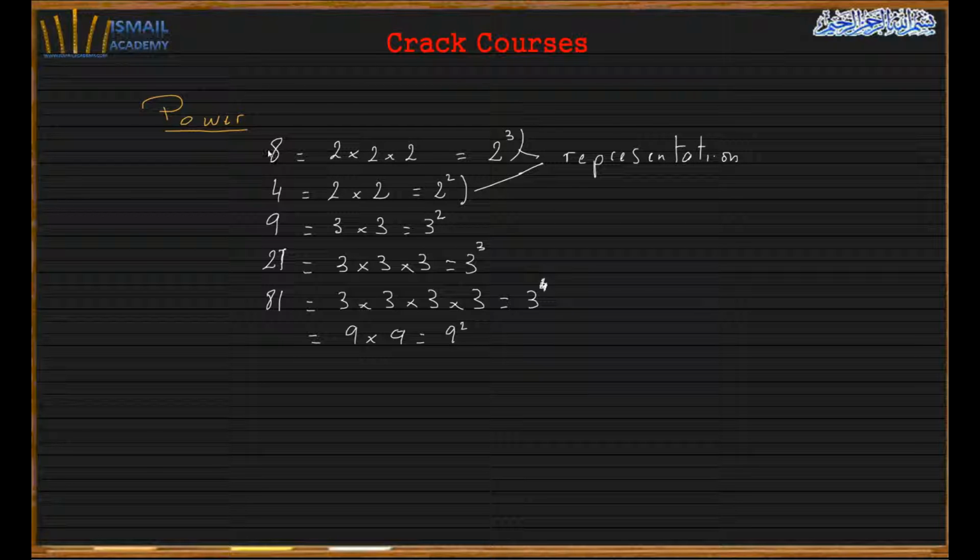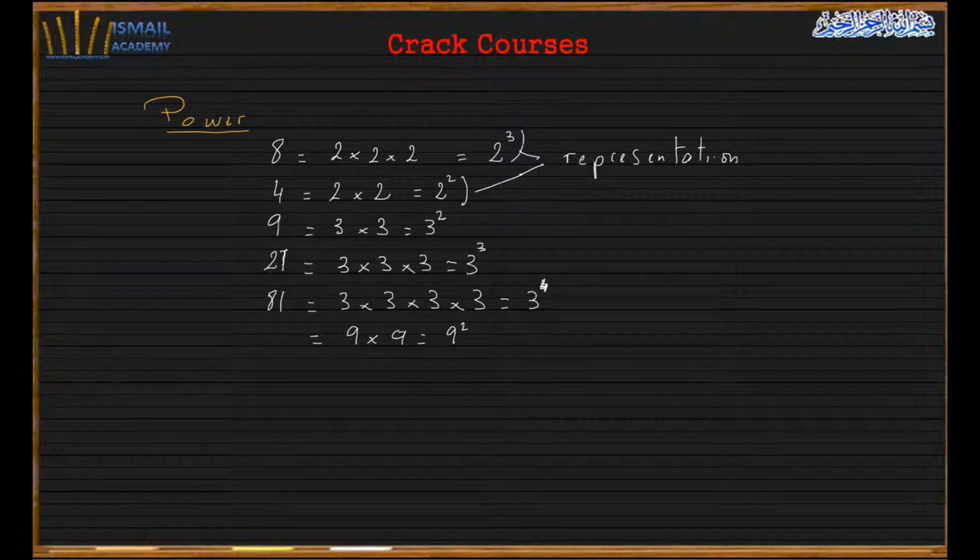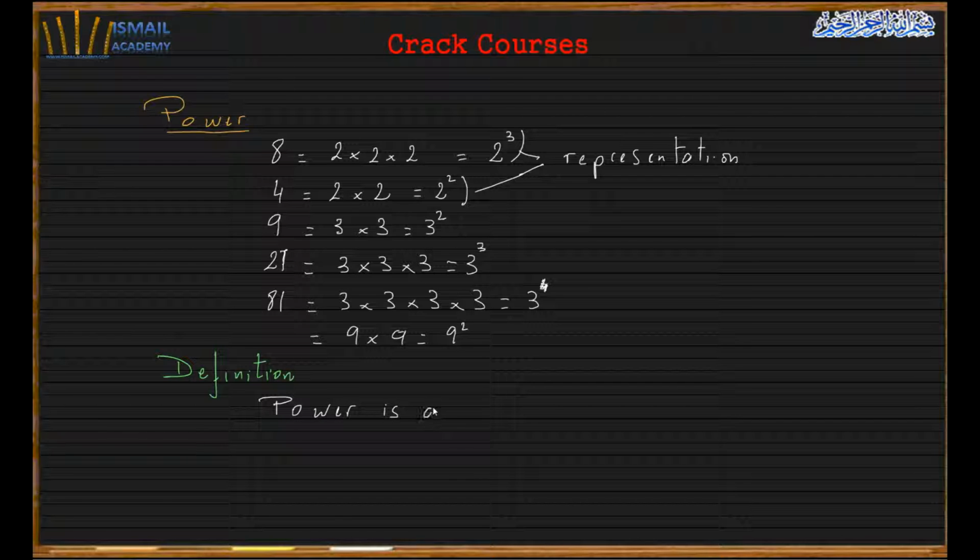But in fact, the power is the number. If I can write that number in this form or any other form like this or more than that, we call it power. So that's the definition. Let's write down the definition. So power is a number that can be written as a countable product of identical factors.